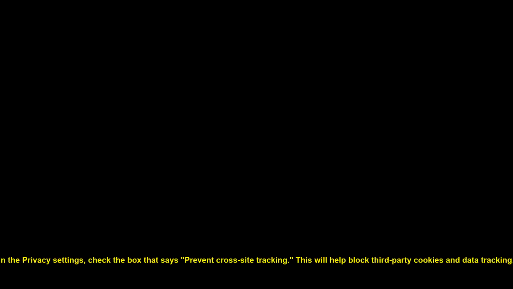Click on the Privacy tab within the Preferences window. In the privacy settings, check the box that says Prevent Cross-Site Tracking. This will help block third-party cookies and data tracking. You can also choose to block all cookies by checking the box for Block All Cookies.